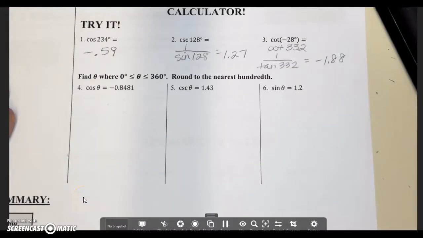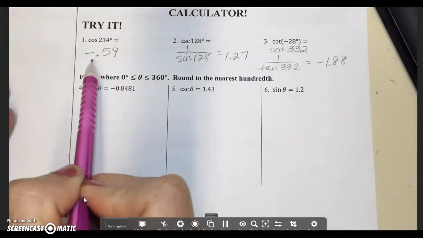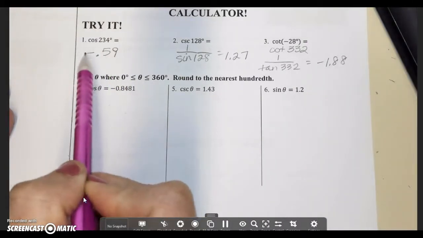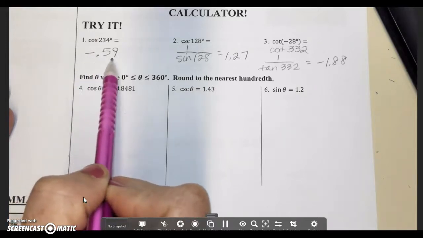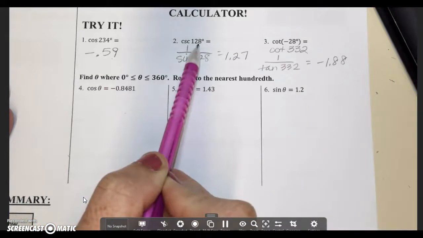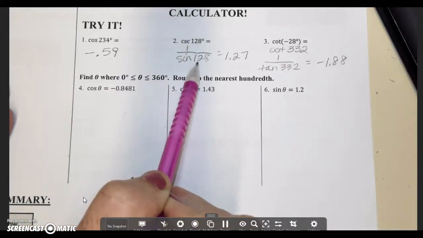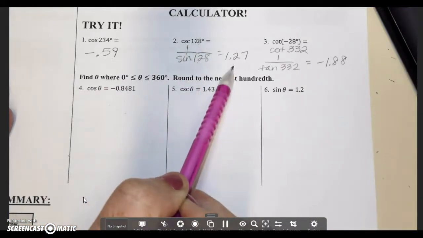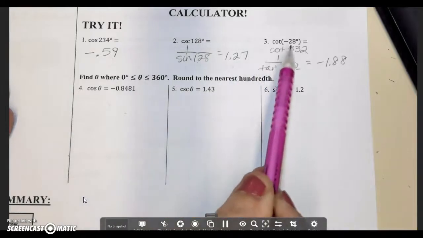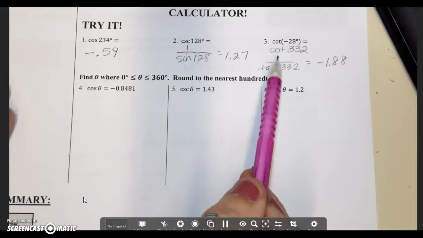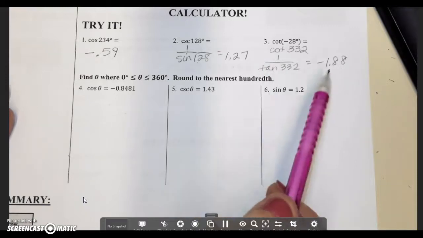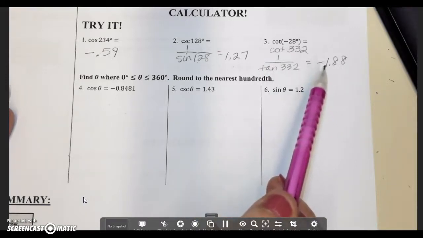Alright, so this is really more practice, and do you actually know how to use your calculator? So cosine of 234 is going to be a negative value because we know cosine is negative in the third quadrant. So we have negative 0.59. Cosecant of 128 is the same as 1 over the sine of 128, and that gives you a value of 1.27. And cotangent of negative 28 is the same as cotangent of 332, which is the same as 1 over the tangent of 332, which gives you a value of negative 1.88.